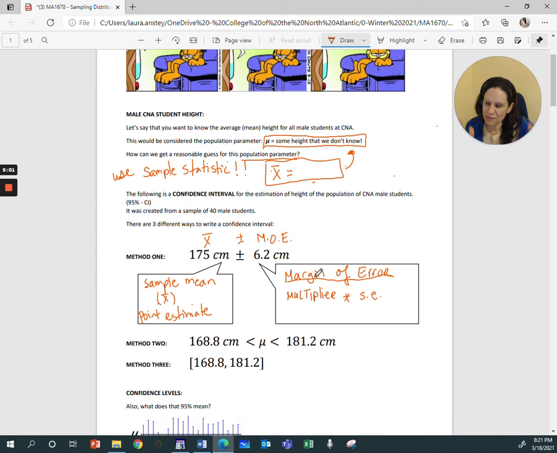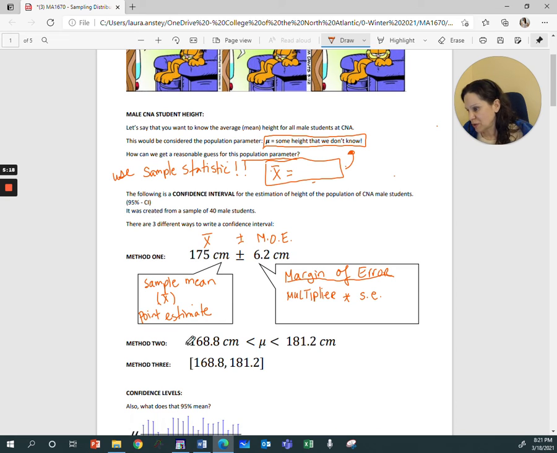So for 95%, we're looking at about the number 2. If, let's say, we wanted to do 99.7, the multiplier would be 3. Those are different numbers that we're going to use, and that's going to come up in a minute.